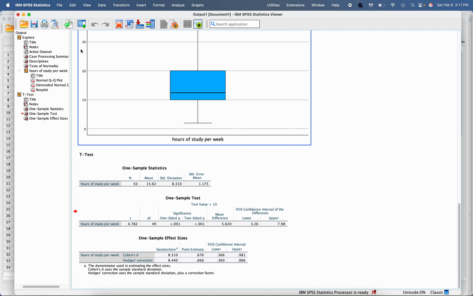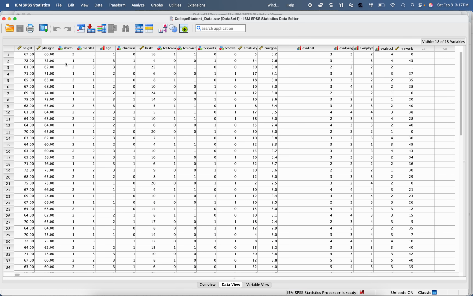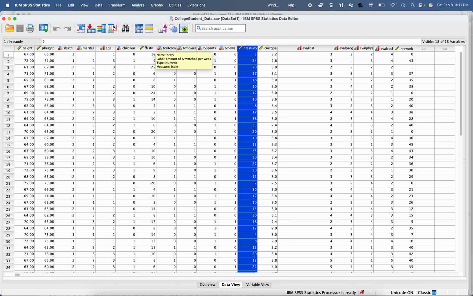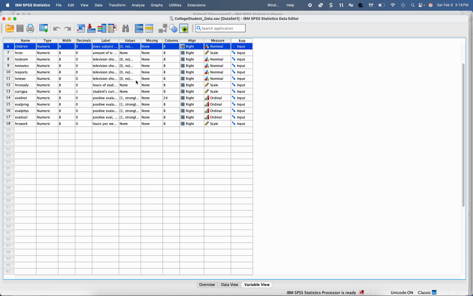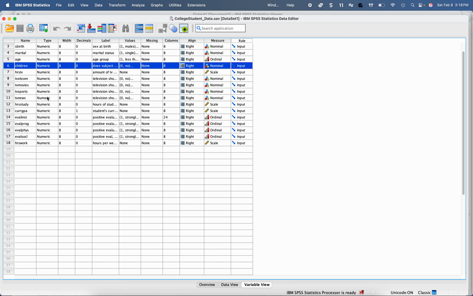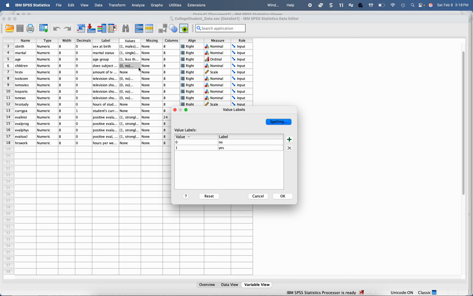Guys, I am going to work on the independent t-test in SPSS, and we are going to look at if there is a statistically significant difference in the hours studied based on the children variable. So the first thing I need to do is go into children and see what that is. If I look at my values, that's yes, they have them, or no, they don't. There are two values, which means that there are two groups, so I can proceed with my independent variable.